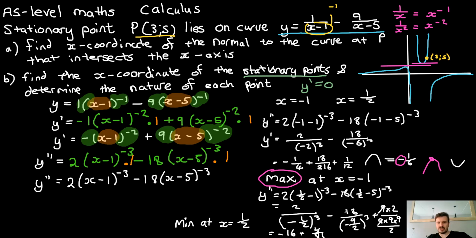Now for this calculation here, you can just put it into your calculator. You don't have to do it in your head. So those are our two answers. We have a max at x equals -1, and a min at x equals a half. So I'm going to stop the video there, and we're going to do the next part next time, because I don't have enough time.